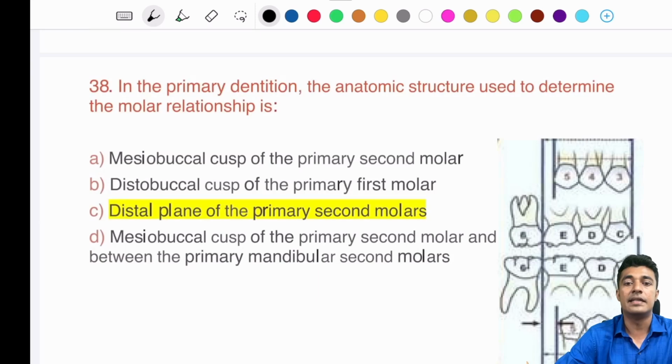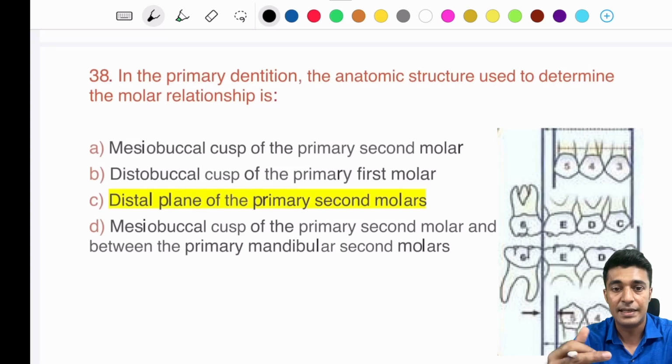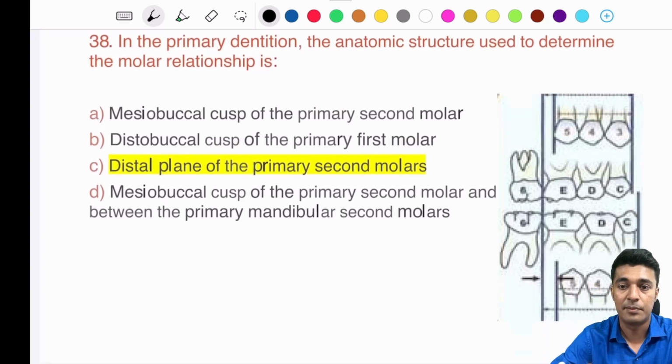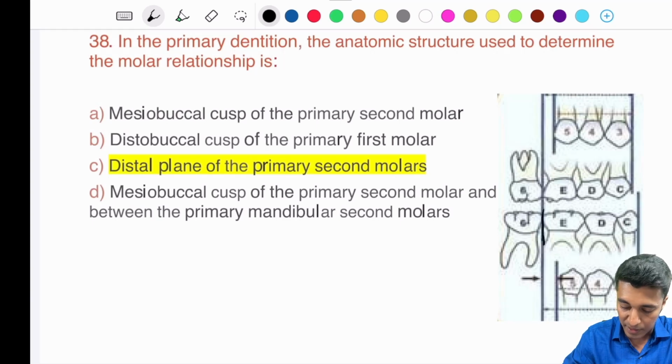In primary dentition, the anatomic structure used to determine the molar relationship is the distal plane of the primary second molars. If you look at this portion, this is the distal plane of the primary second molar, which is in a vertical relationship with the distal plane of the maxillary second molar. This kind of relationship is known as the flush terminal plane.